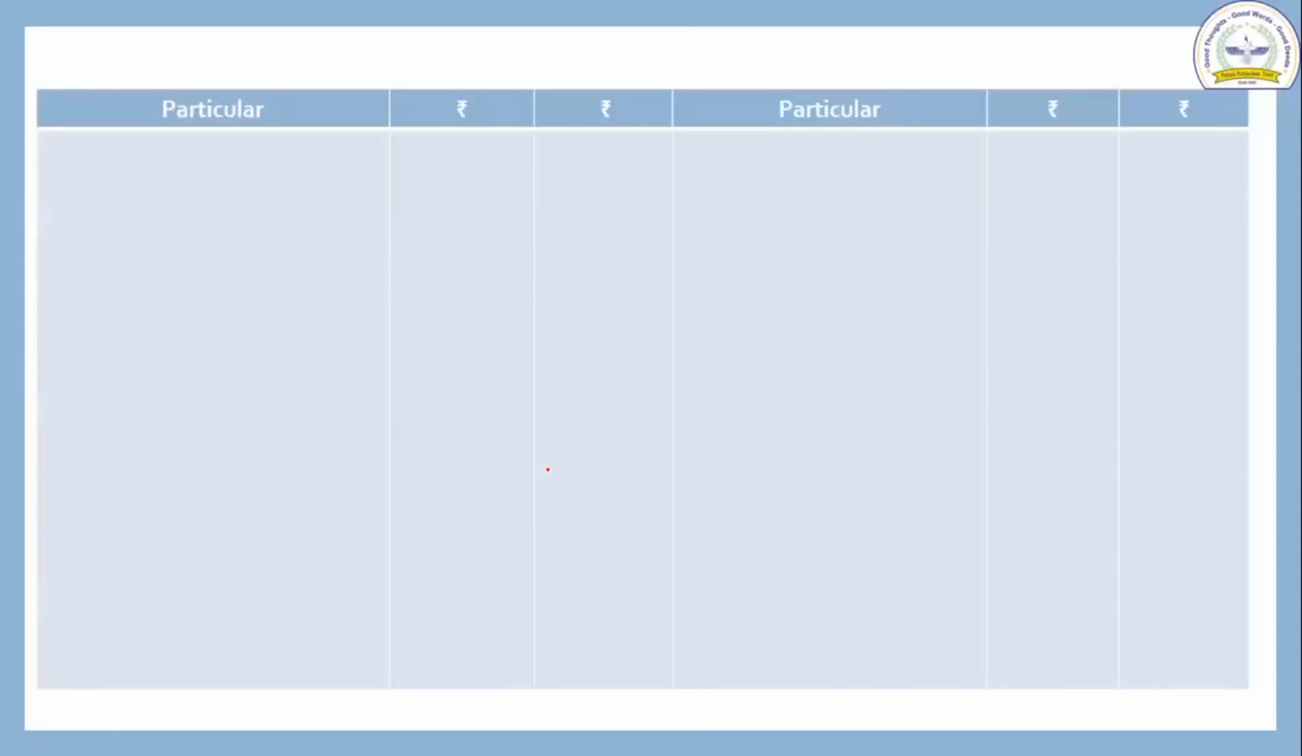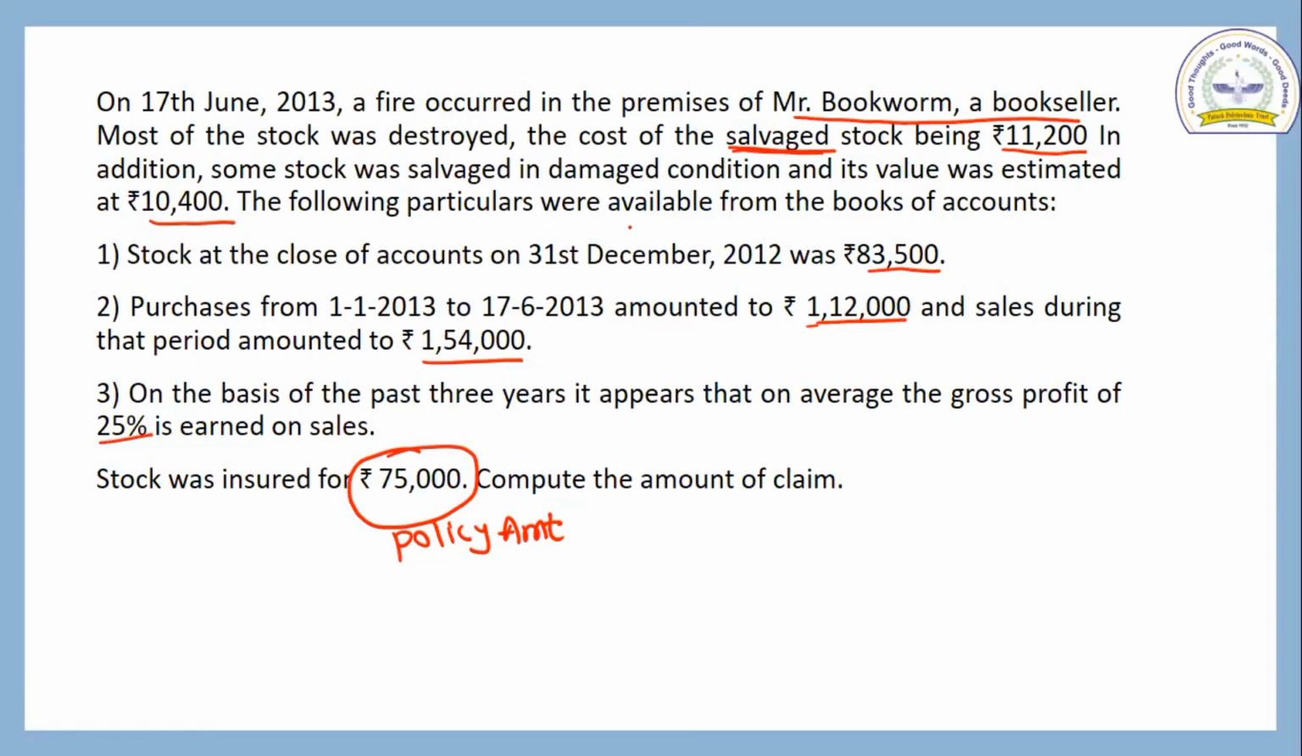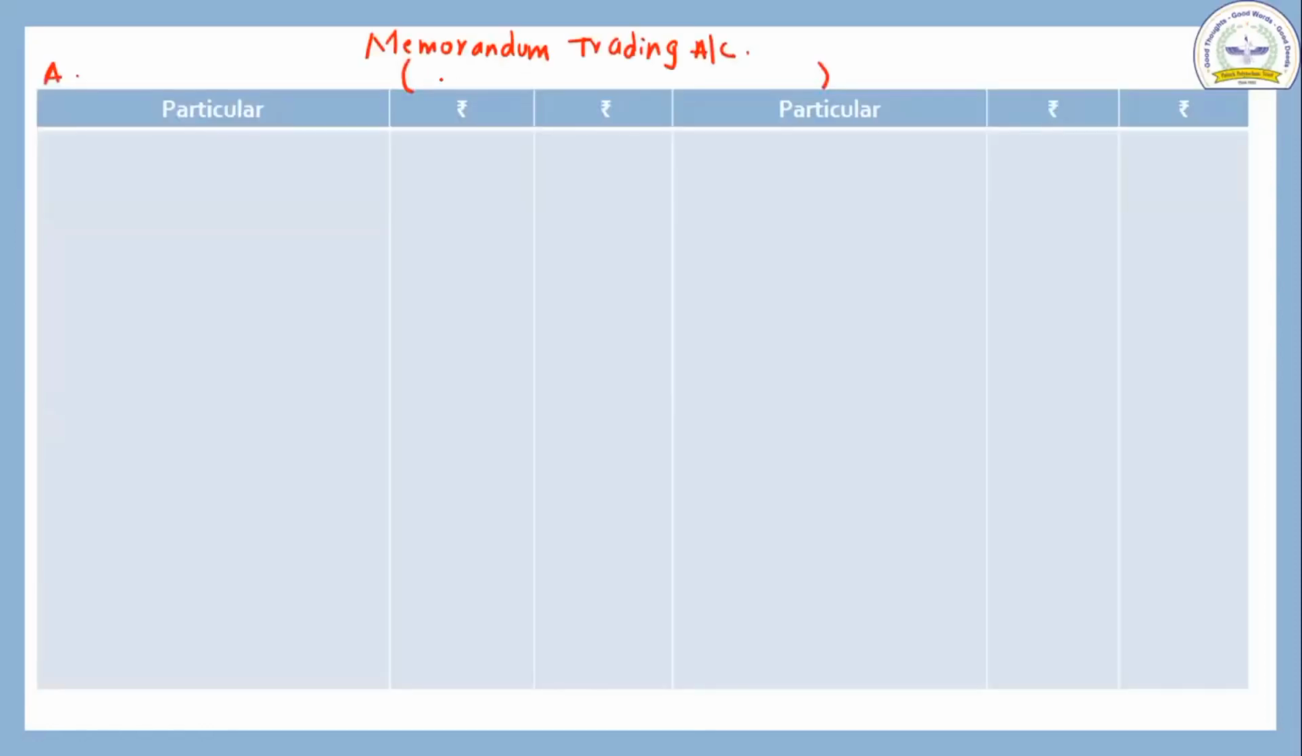Now what we need to do, students? We are going to make the memorandum trading account. This is point number 1, student. Memorandum trading account. From which date to which date, student? Look at the question. The year is starting on 1/1/2013 and the fire occurred on 17th June. So 1/1/2013 to 17th June 2013.